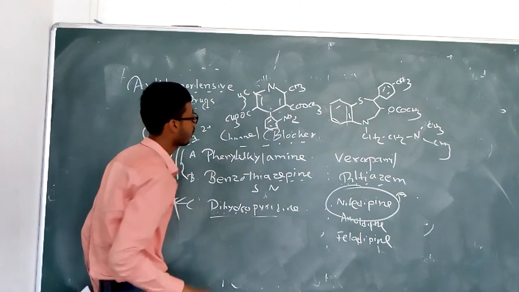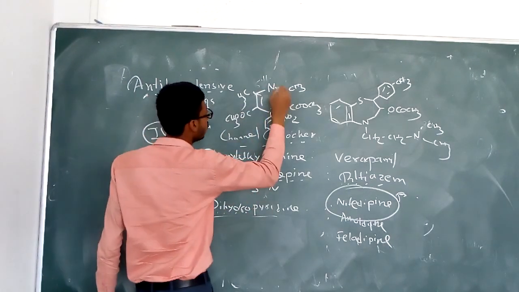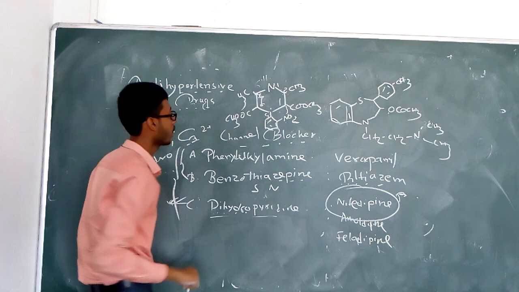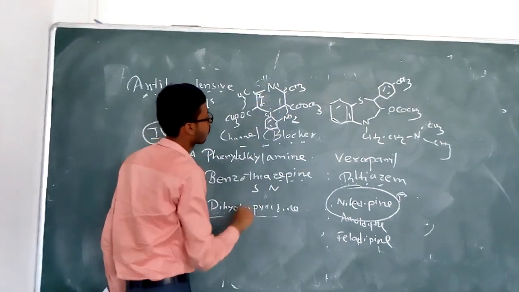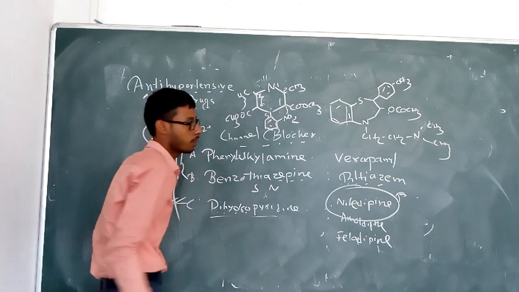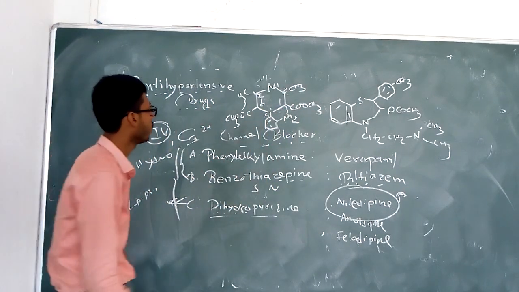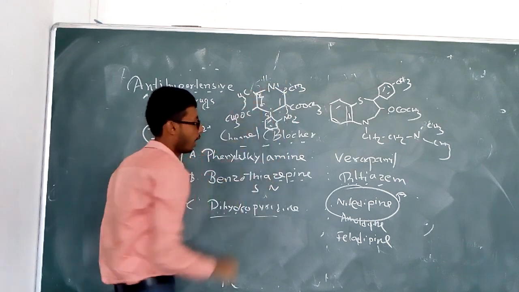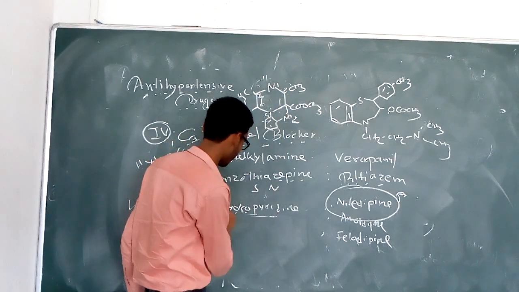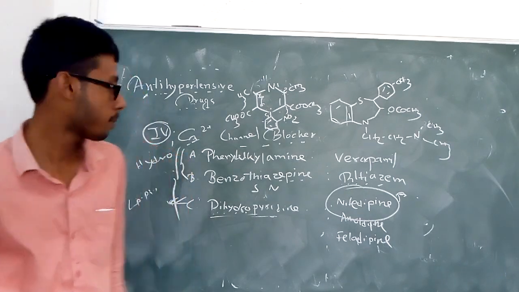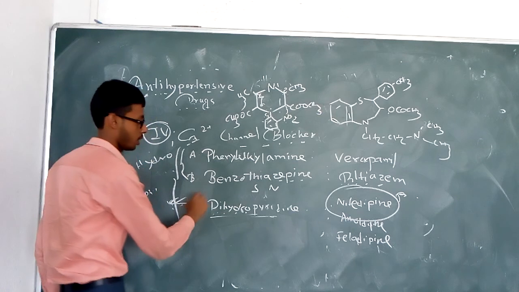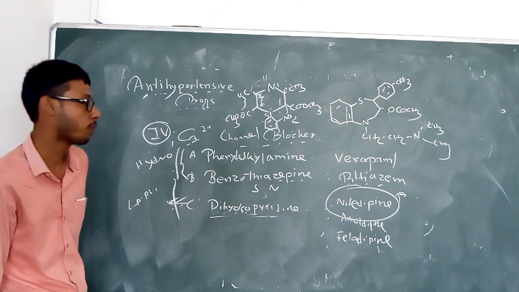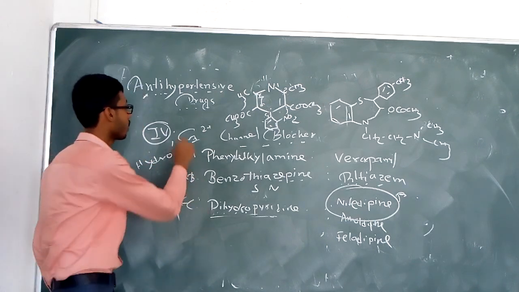So the nomenclature: 1, 2, 3, 4, 5, 6, 2,6-dimethyl, 4-orthonitrophenyl, and 1,4-dihydro, a 3,5-dicarboxylate pyridine derivative. This is the IUPAC name of nifedipine. This is the dihydro derivative, and today dihydropyridines are used more because they produce their action more on the blood vessels than on the heart muscle, resulting in a fall in BP. Okay, so this is about the first 4 classifications, and this calcium channel blocker is very important for the short note.